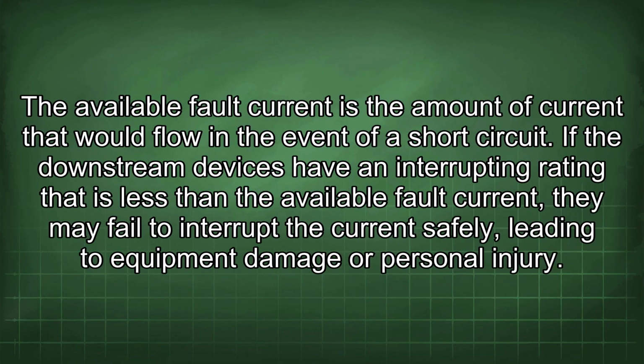The available fault current is the amount of current that would flow in the event of a short circuit. If the downstream devices have an interrupting rating that is less than the available fault current, they may fail to interrupt the current safely, leading to equipment damage or personal injury.